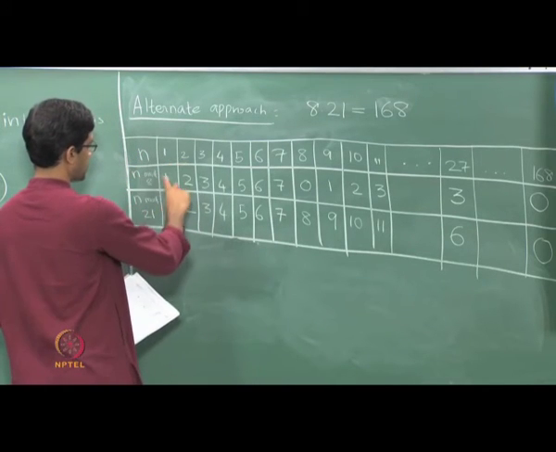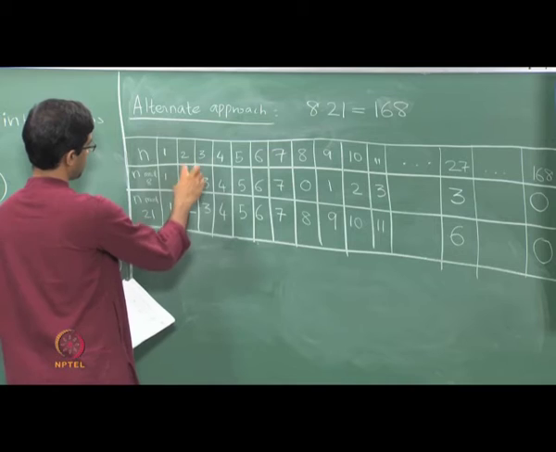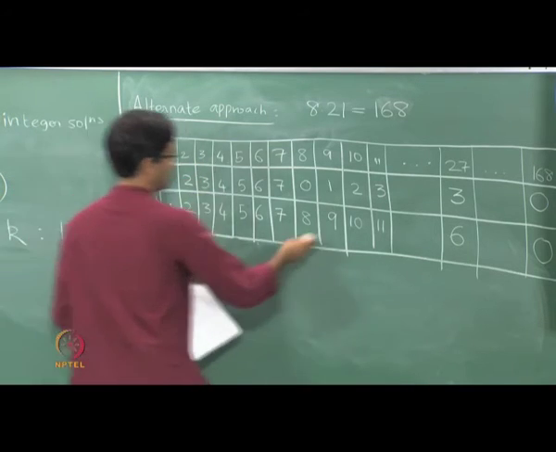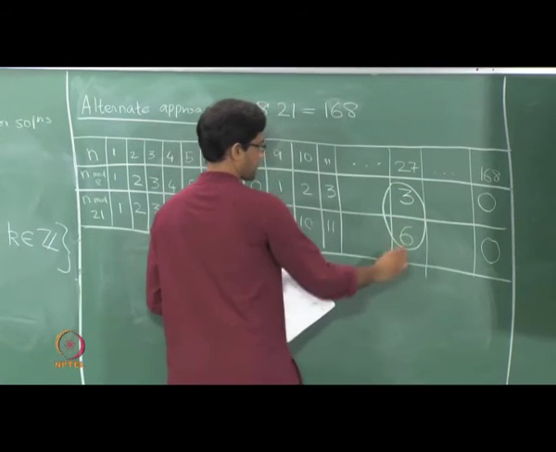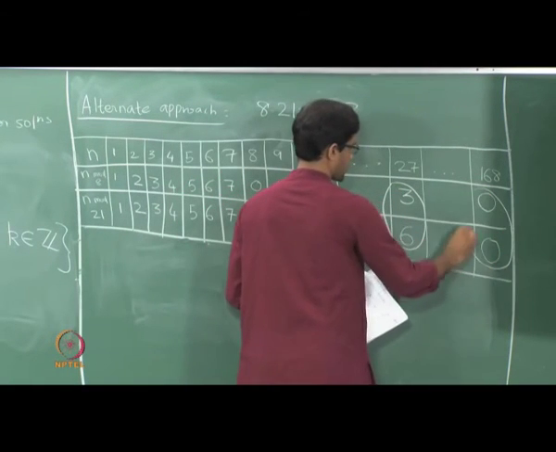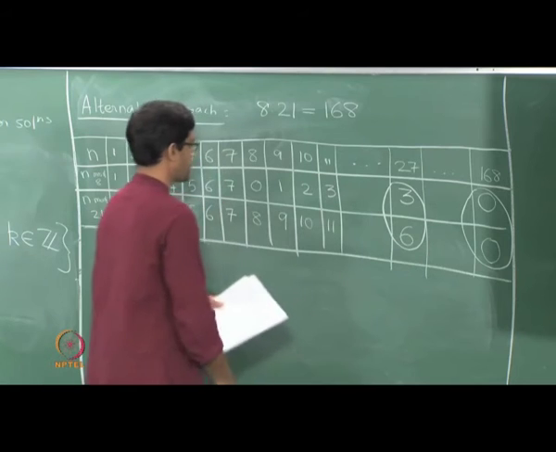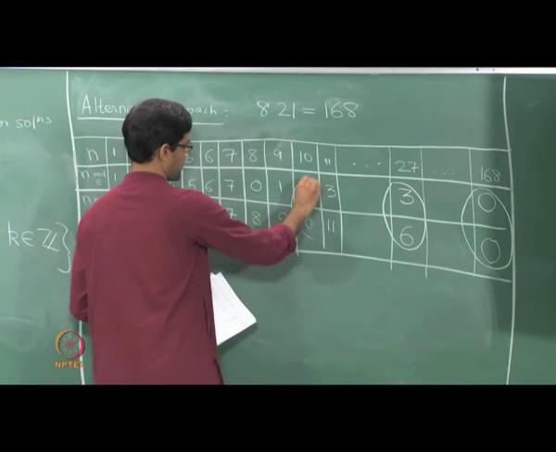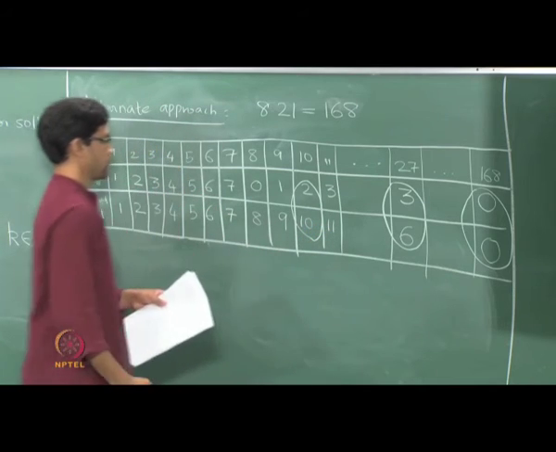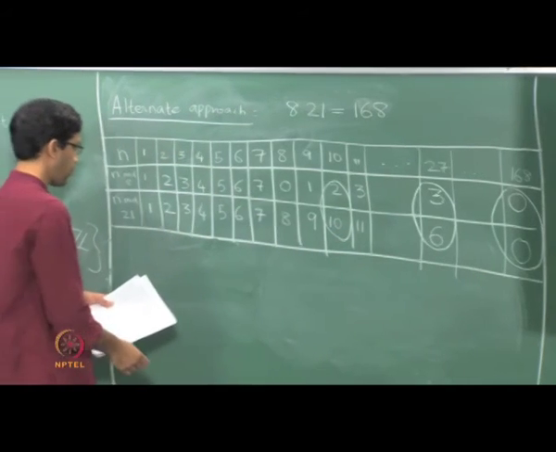So the number 1 is sort of encoded by the pair 1, 1, 2 corresponds to 2, 2, and so on. So 27, for instance, corresponds to the pair 3, 6. 168 is the pair 0, 0. Okay, so I'm sort of encoding each number by the pair of remainders that I get on division by these 2 fellows. Okay, so think of it as some kind of code.